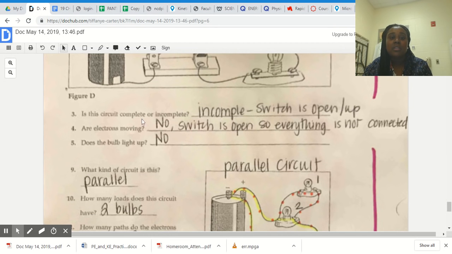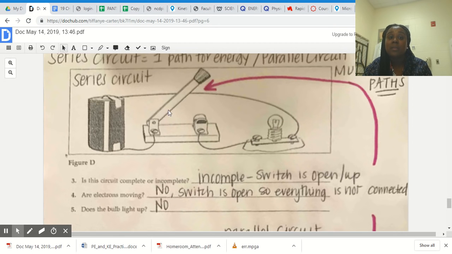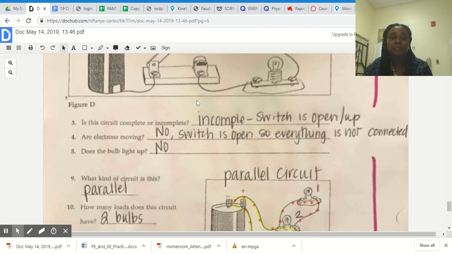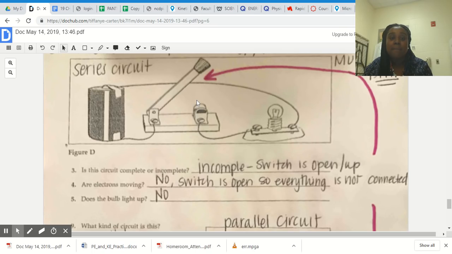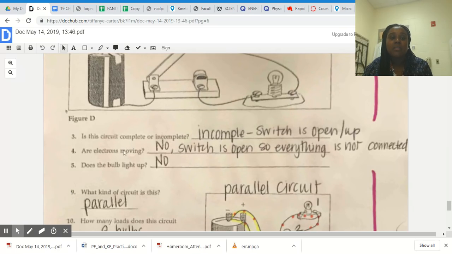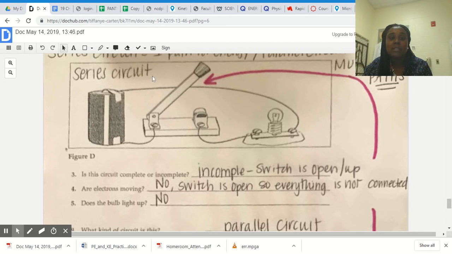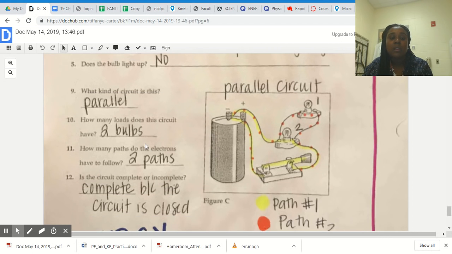All right, D. Is the circuit complete or incomplete? It's incomplete because the switch is open. When the switch is up or open, energy is not flowing. Number 4, are electrons moving? No, the electrons are not moving because the switch is open. It cannot flow in a loop-like path because there's one part of the switch that is not connected. Number 5, does the bulb light up? Nope, because electrons cannot flow.